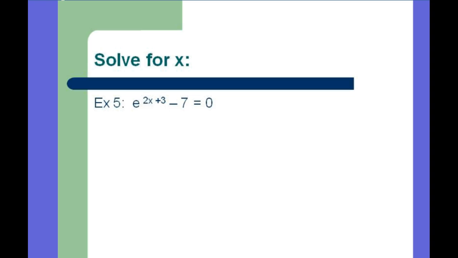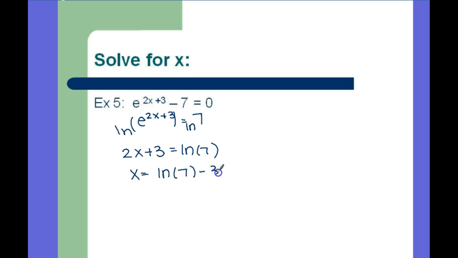Okay? Number 5. In order to do number 5, what do you have to do first? Add the 7. You need to isolate the e, then ln the e. Okay, solving for x, subtract 3, divide by 2. And our decimal approximation is 48.